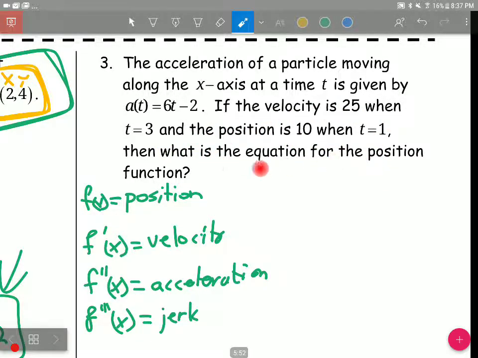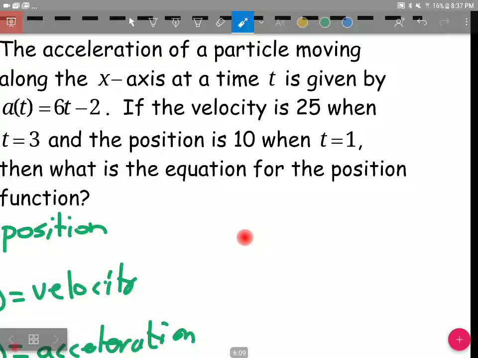Find the equation for the position. So what we're going to have to do is find the antiderivative of this, plug in the point, then find the antiderivative of that, and plug in that point. So here we go.